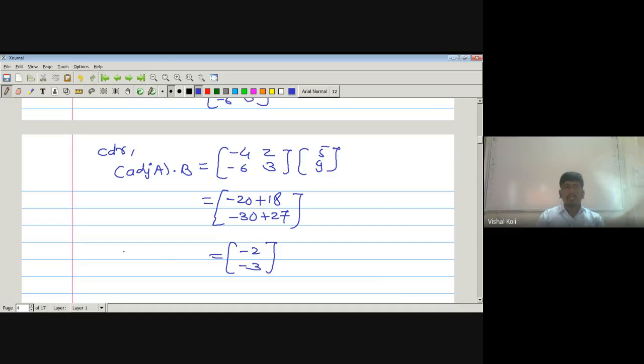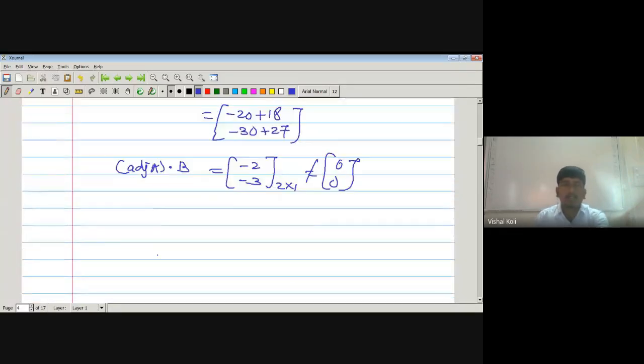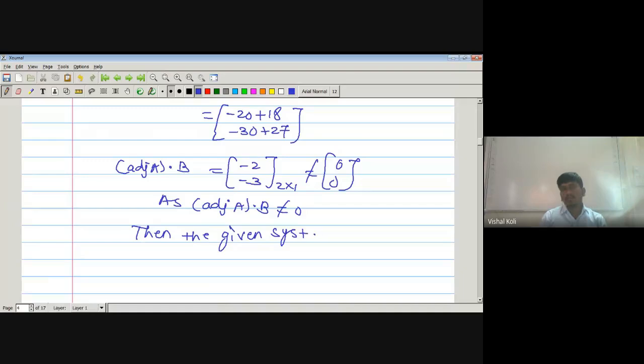So here we get adjoint of A into B as a matrix of order 2 by 1, which is not a zero matrix. As adjoint of A into B is not equal to 0, the given system has no solution. Okay, now we will take one more example.